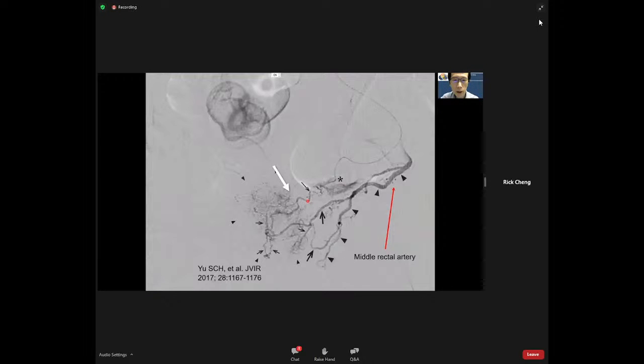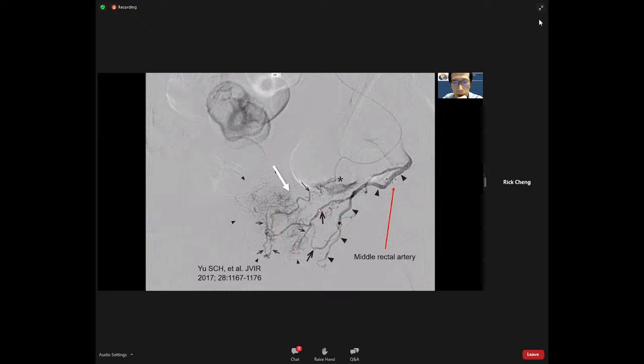This is post-embolization. This is another case, even more challenging. So the tip of the catheter is over here. The prostate is over here. You can see multiple anastomosing branches connecting to the middle rectal artery. So you know this is a territory of the rectum. You don't want to channel the particles through this anastomosis into the rectum.